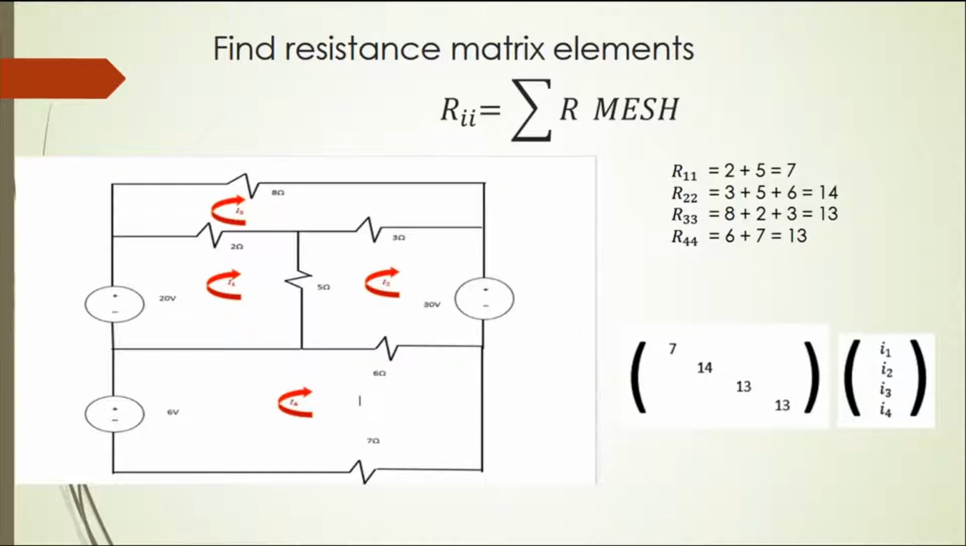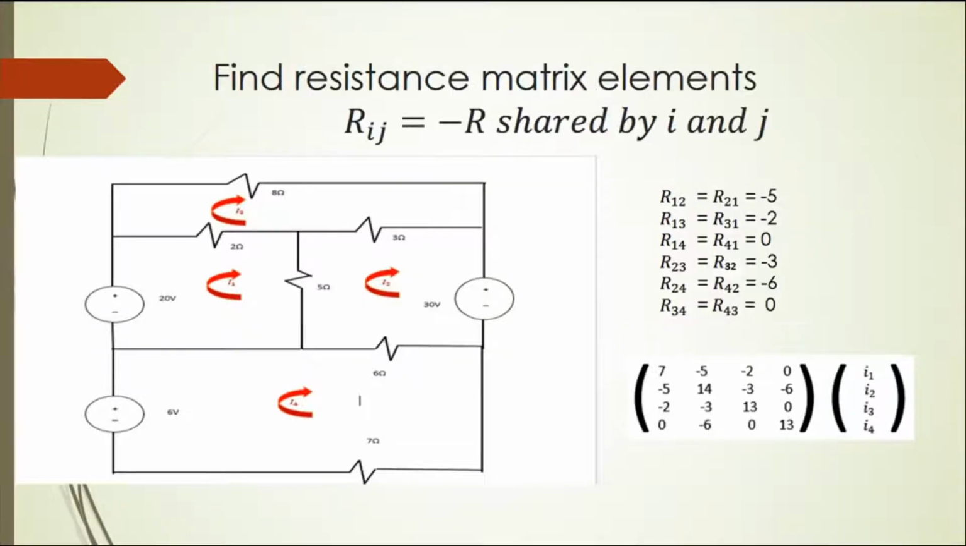Second step is to find the resistance matrix elements. Rii equals the total of R in the mesh. R11 equals 2 ohm plus 5 ohm equals 7 ohm. R22 equals 3 ohm plus 5 ohm plus 6 ohm equals 14 ohm. R33 equals 8 ohm plus 2 ohm plus 3 ohm equals 13 ohm. And R44 equals 6 ohm plus 7 ohm equals 13 ohm. From this result, those numbers can be assigned to a 4 times 4 matrix, as shown above.